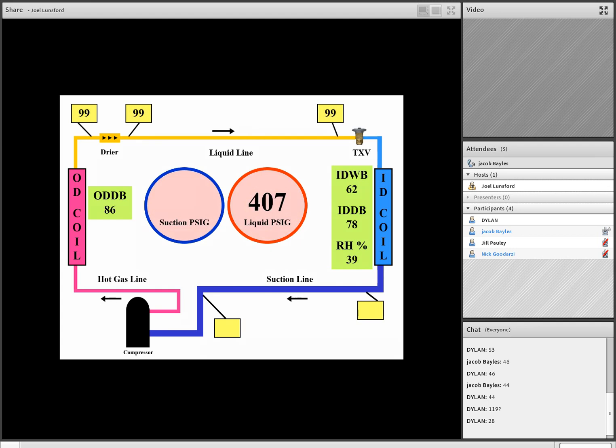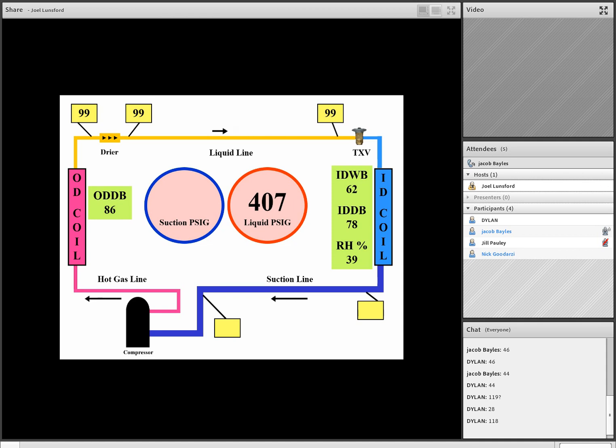In this next example, we have a 410A unit. We have 407 pounds of liquid pressure. So step number one, let's find the pressure temperature conversion for 407 off the R410A side of the chart. What's step number one? Anybody? 118. Sounds about right. And we take a look at the temperature of the liquid leaving the outdoor coil as it enters the filter dryer. It looks like it's 99 degrees. So what's the difference? It's also flooded. There you go.